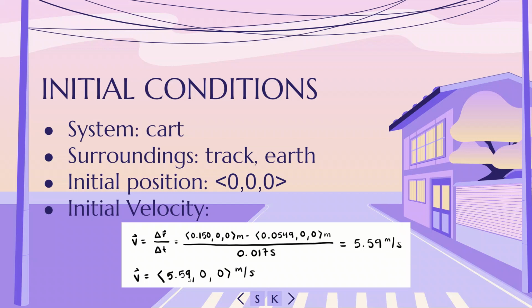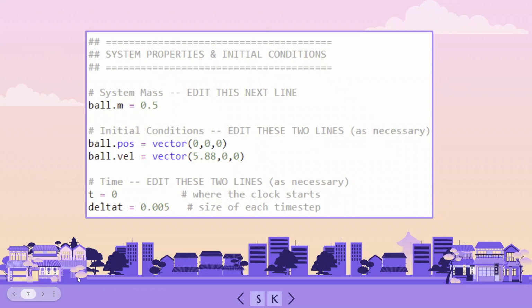This initial velocity is only in the x direction as there was no y or z movement to the cart, so the initial velocity vector can be shown like this. After these conditions were determined, I used the skeleton code to model my cart computationally. I estimated the cart's mass to be 500 grams or around 0.5 kilograms, and set the initial position and velocity vectors described on the previous slide.